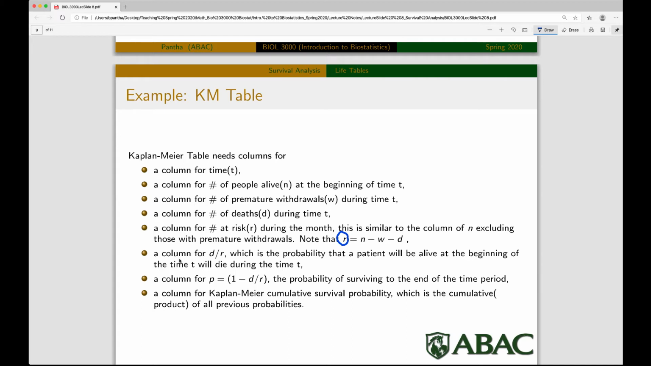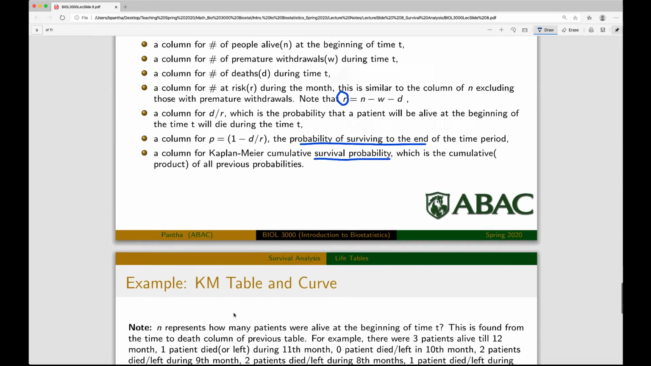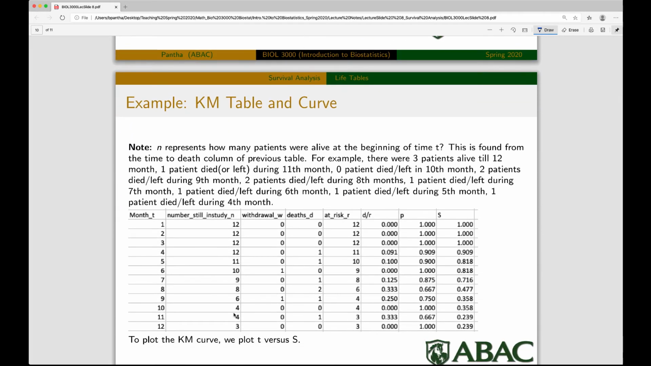Okay. And a column for D over R, which we will find out too. That is the probability that a patient alive at the beginning of time t will die during time t. And a column for P equals 1 minus D over R, the probability of surviving to the end of the time period. And a column for the Kaplan-Meier cumulative survival probability. We don't add those survival probabilities, we multiply all previous probabilities. Okay, let us see that example.